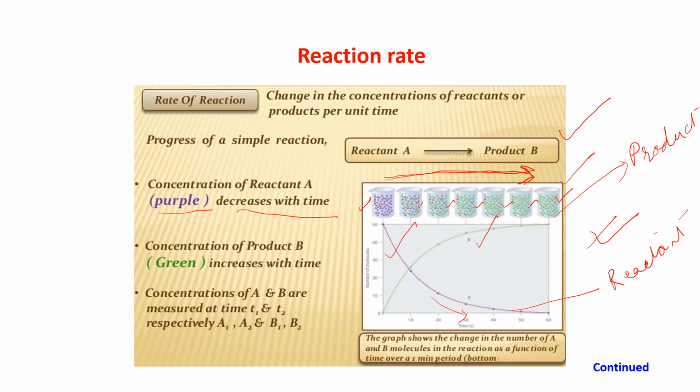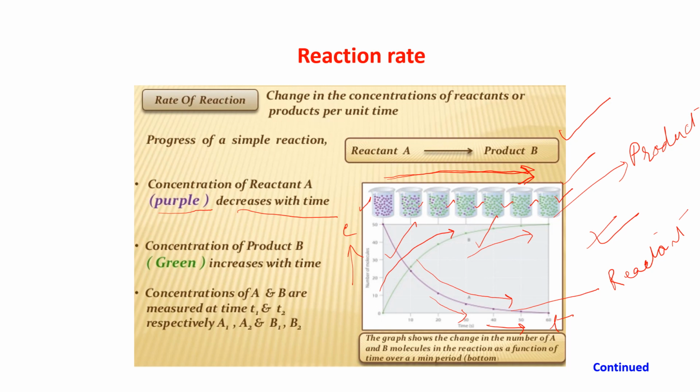It is decreasing with time, and the green color is increasing with time. This is the time, and this is your concentration. So concentration of A is decreasing, and concentration of B is increasing. That means the product is increasing and the reactant is decreasing.